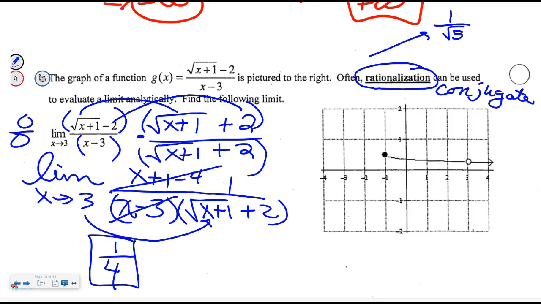Agreed? If it was a continuity question, I said, what value could I assign to f of 3 so that the function is continuous? You would just write f of 3 equals what? 1/4. Why? So that I could fill in the hole that's there. It would look like a piecewise function. I'd say it's this everywhere, and then at 3, it'd be a fourth. All right? So moving right along.